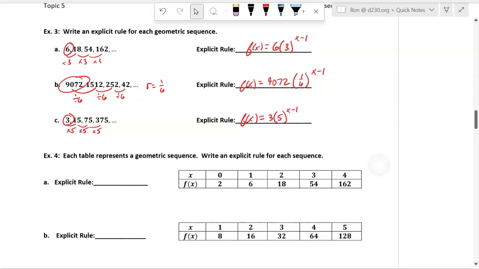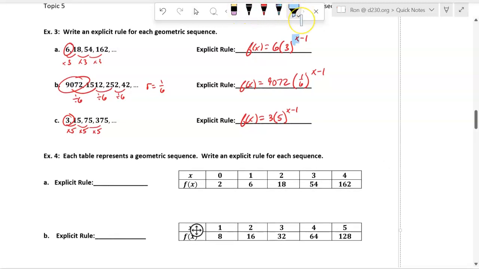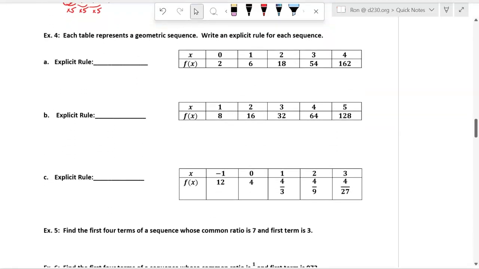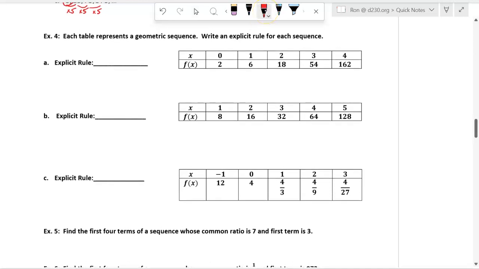Now you have to understand, I only raise it to the x minus 1 if and only if I'm starting with term number 1. Which means here, in example 4, you have to recognize that they're giving us the 0 term in this one. So if I'm given the 0 term, I can say my explicit rule is the value of y, which is 2, times, what's my common ratio here? I'm multiplying by 3 each time. So it's going to be 3 to the x power. So if I use the 0 term, I don't have to raise it to the x minus 1.